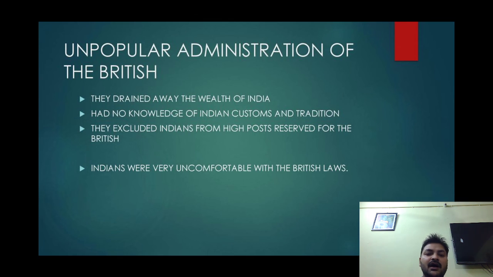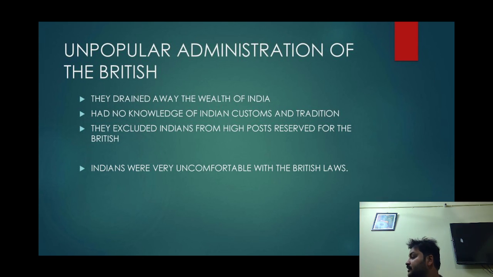See, the administration of the British was not good in Awadh. What did they do? They drained away the wealth of India. They took away the wealth. How did they do it? By the drain of wealth theory, which we'll be studying further in the upcoming lectures, we'll understand how the entire wealth of India was drained out. Right?